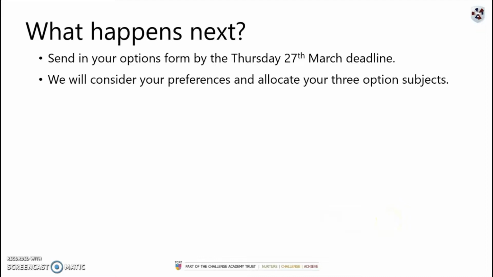When we have those, we will consider your preferences and we will allocate you 3 of your option subjects. Now, this is the first step in this options process. So if you're not happy with the 3 that you've been allocated, then we can have a conversation about that. It's not set in stone at this point. We've got a way to go. This is just the beginning of this consultation process.